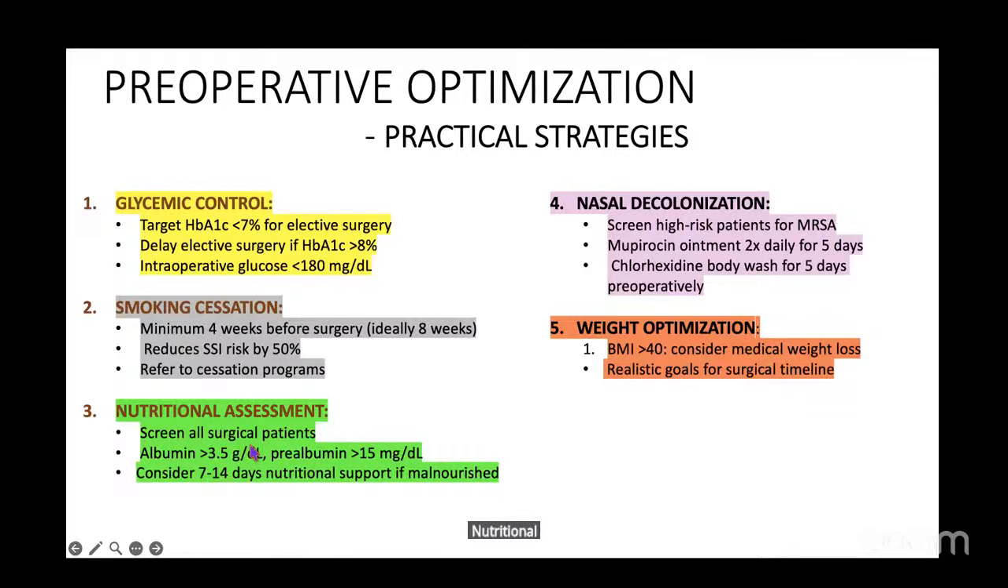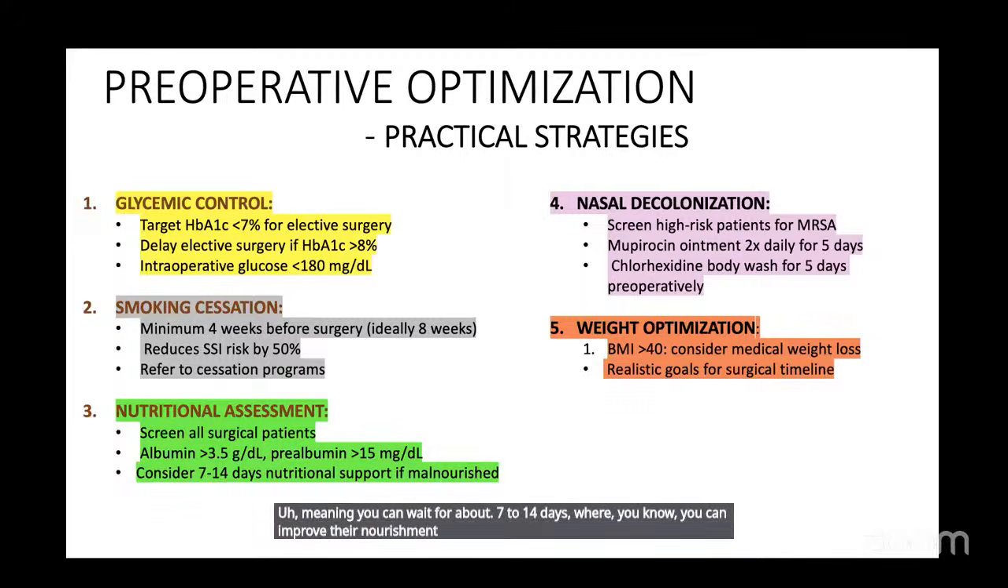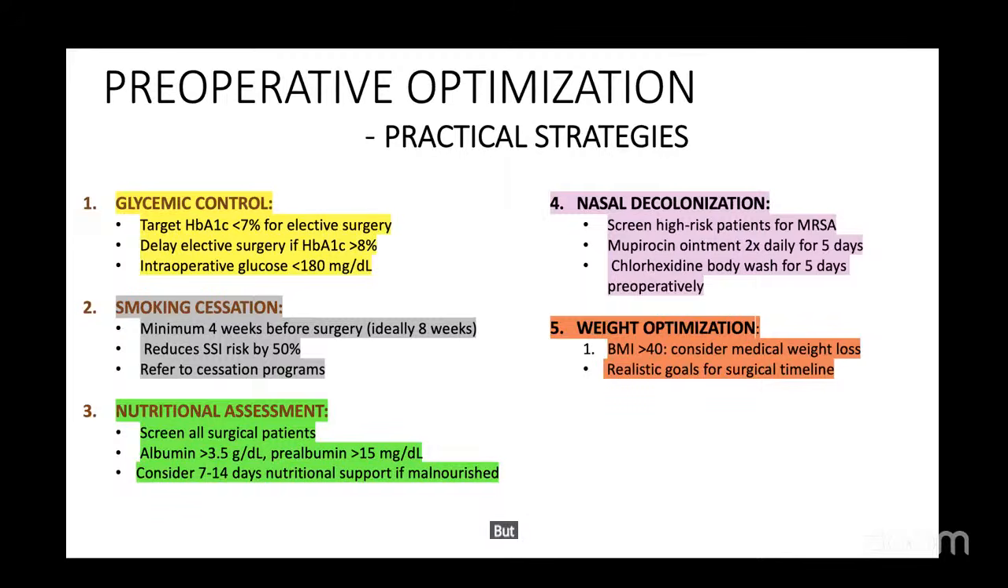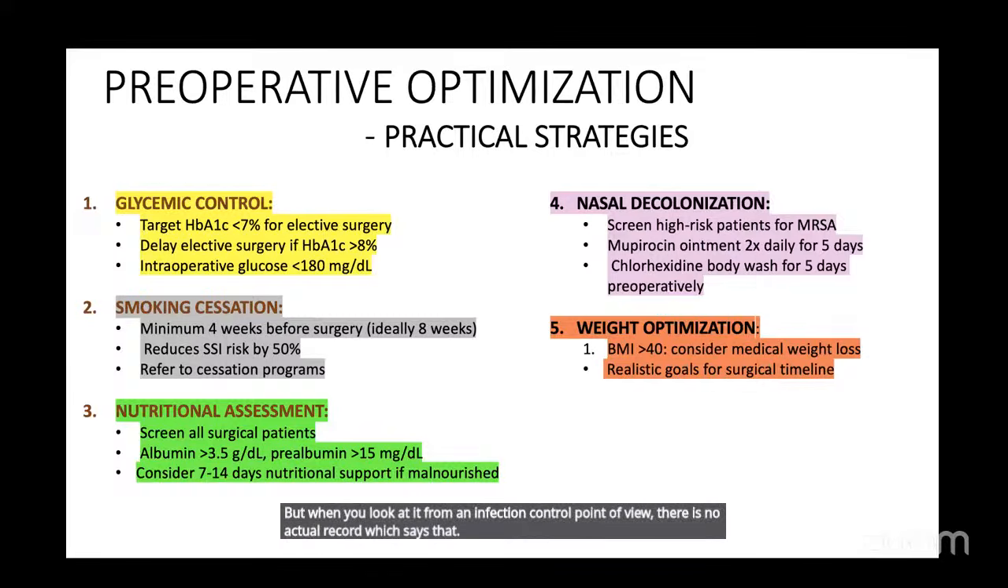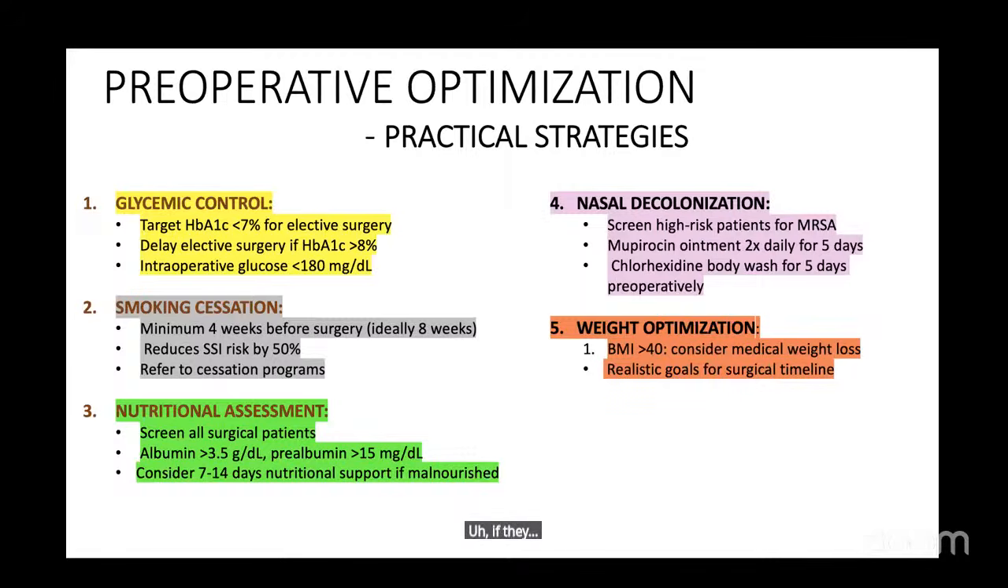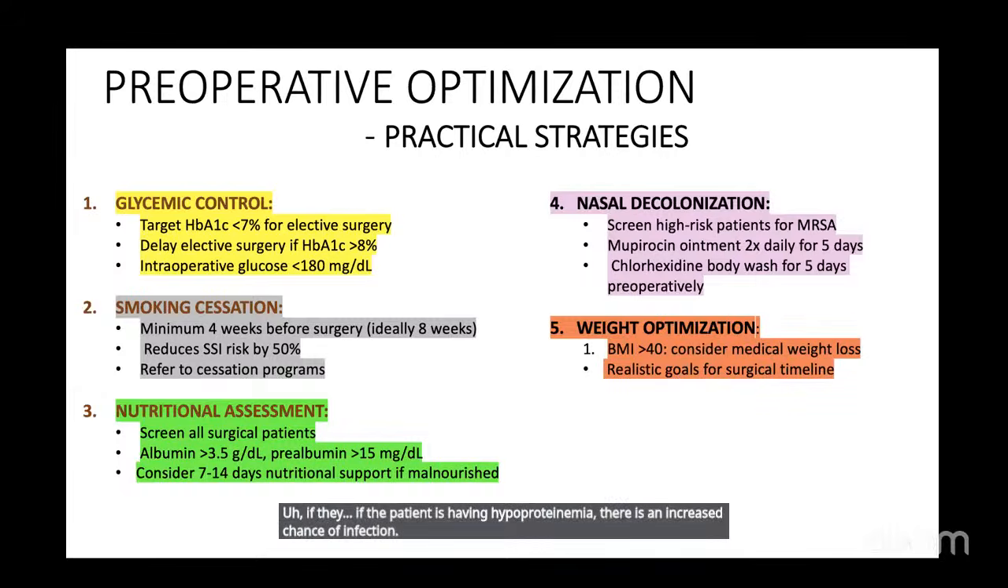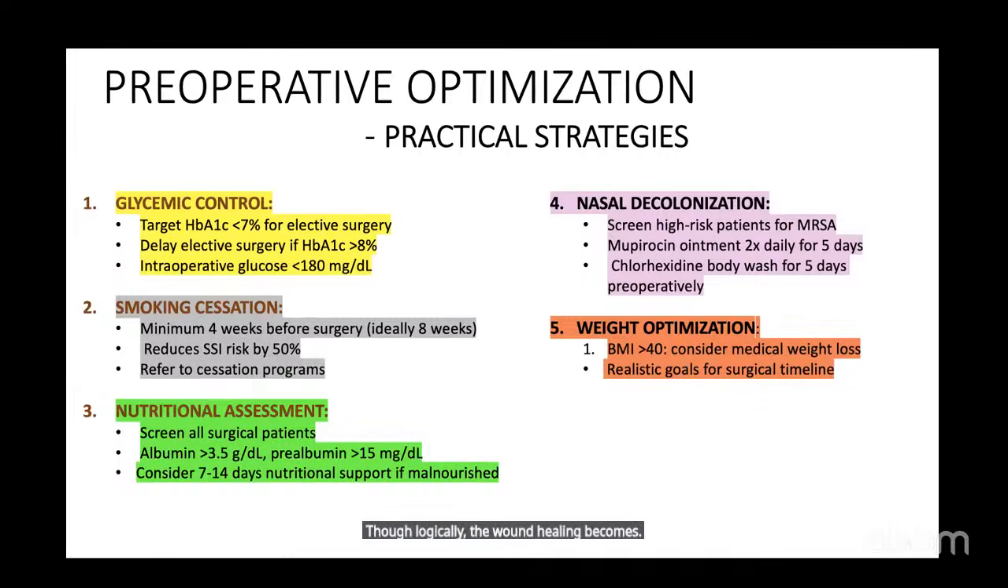Nutritional assessment: all surgical patients should be screened for it. We should have an albumin of more than 3.5 grams for best healing. If it is not very good, you can wait for about 7 to 14 days to improve their nourishment status. But from an infection control point of view, there is no actual record which says that if the patient has hypoproteinemia, there is an increased chance of infection. Though logically, the wound healing becomes poor.